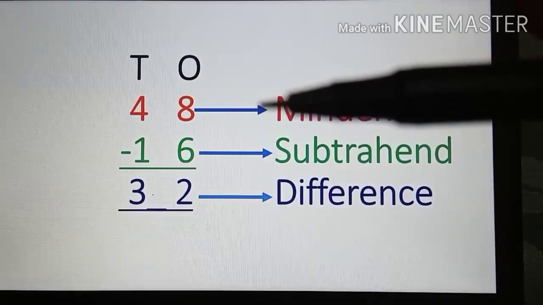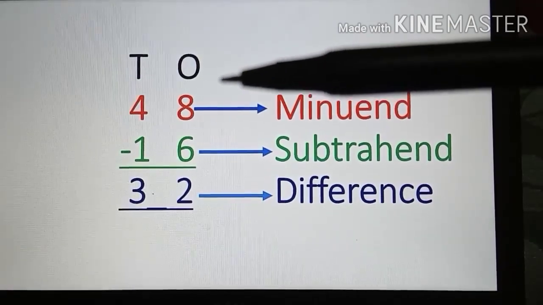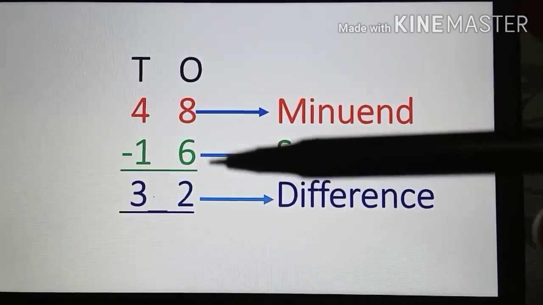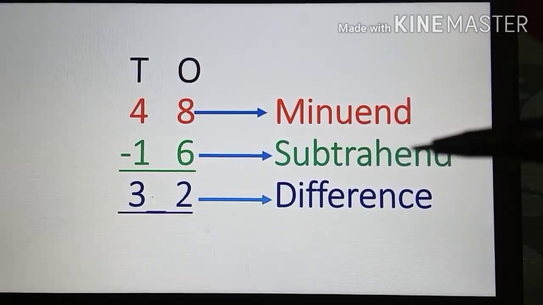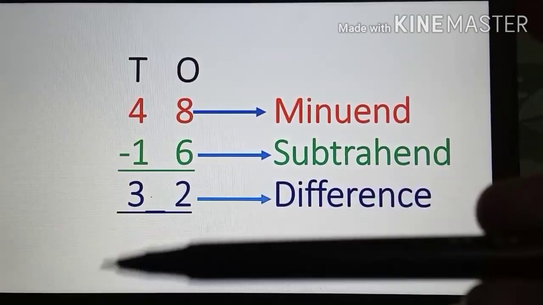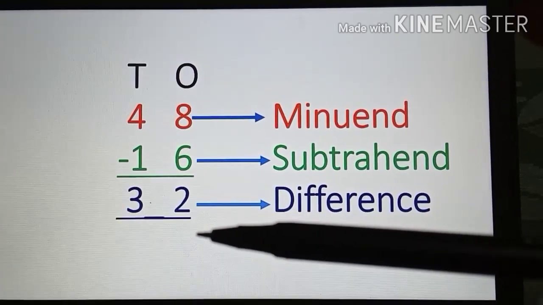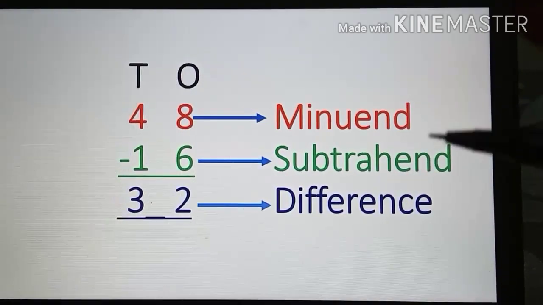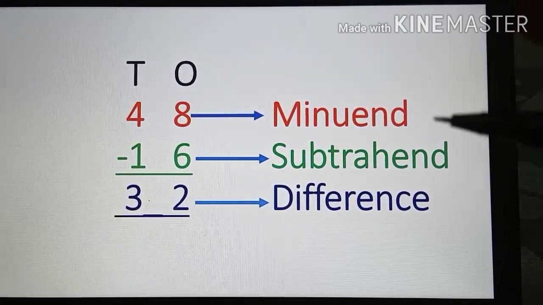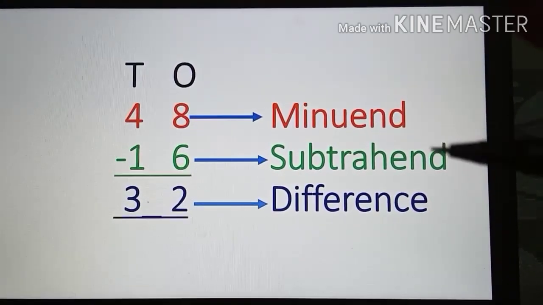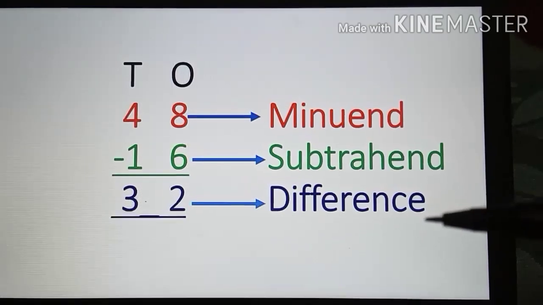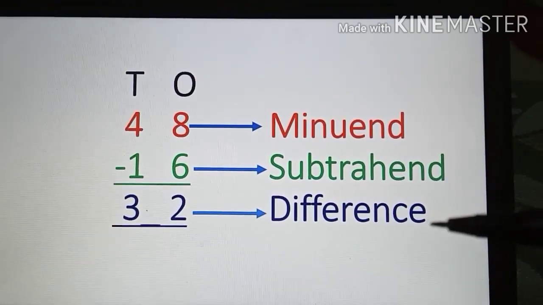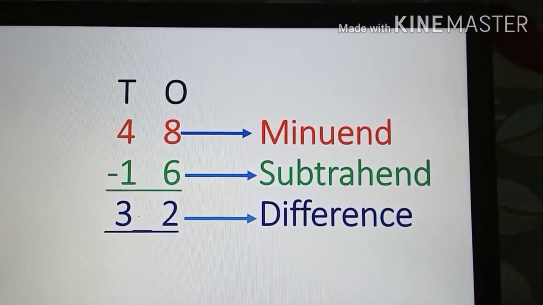So children, the number 48 is known as the minuend. This number 16 is known as the subtrahend. And the result, the answer of the subtraction, is called the difference. So in subtraction, we use these three terms: minuend, subtrahend and difference. Now children, let's start exercise 4.1.